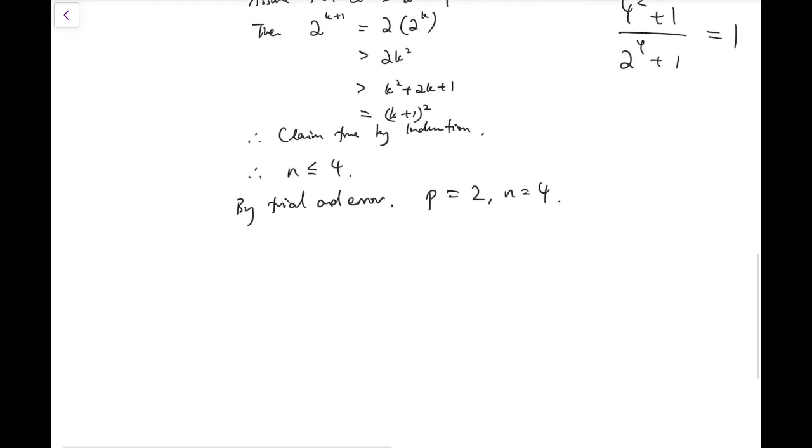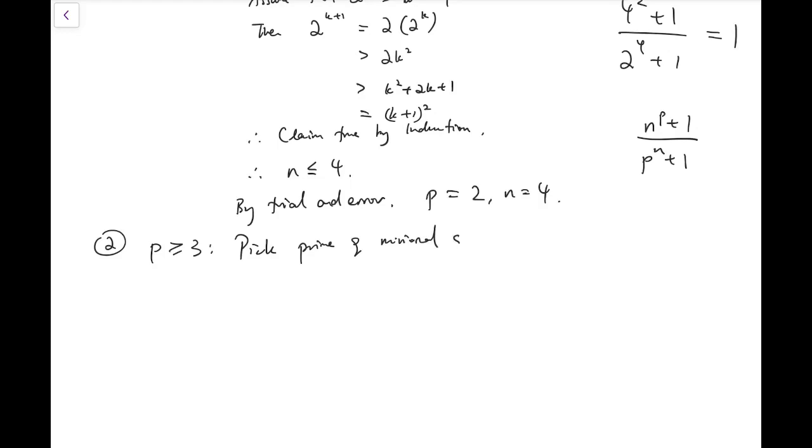Now, that's the first case. Now I go to the main case, which is that p is at least 3. While we're looking at this expression, I'm going to pick a prime q, minimal, such that q divides p plus 1. Okay, this is very important.